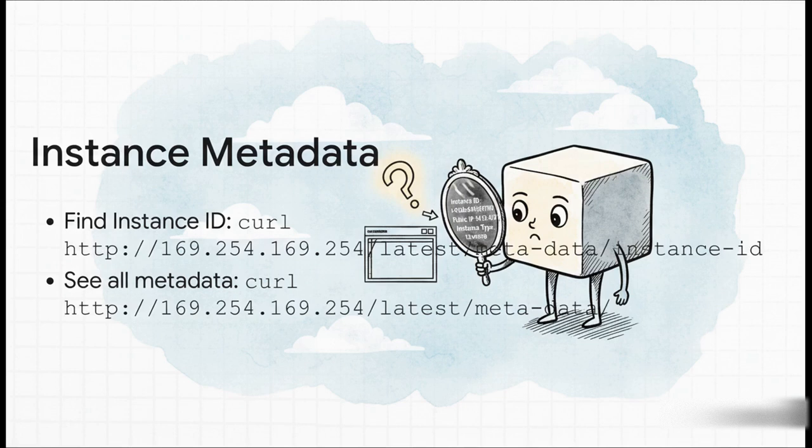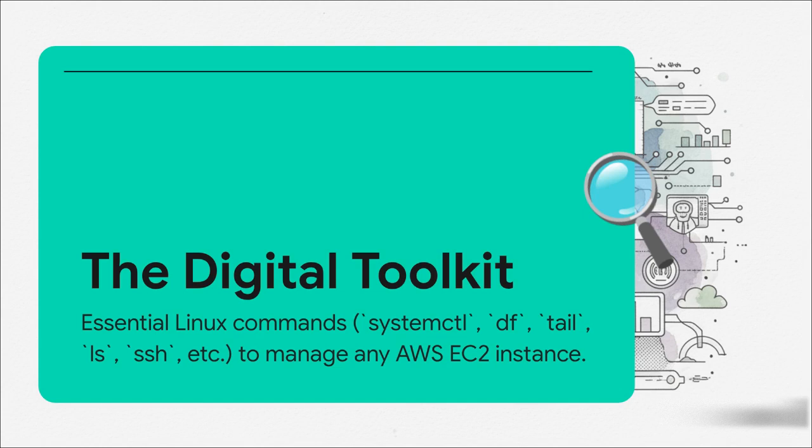Pretty cool, right? So there you have it, your complete digital toolkit. For managing services with systemctl, checking space with df, reading logs with tail, working with files using ls and chmod, connecting with SSH, and installing software with yum or apt, you now have the fundamental command set to confidently manage any EC2 instance you come across.